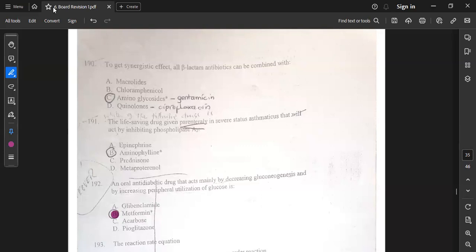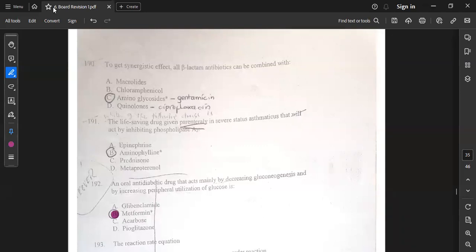Then for type 2, you have various drugs. The first class is insulin secretagogues: sulfonylureas and meglitinides. Just by the word secretagogues, it stimulates the pancreatic beta cells to increase the secretion of insulin. In sulfonylureas, you have glipizide and glibenclamide, those G ones. Main side effects are hypoglycemia and weight gain. In the meglitinides, you have repaglinide and nateglinide.